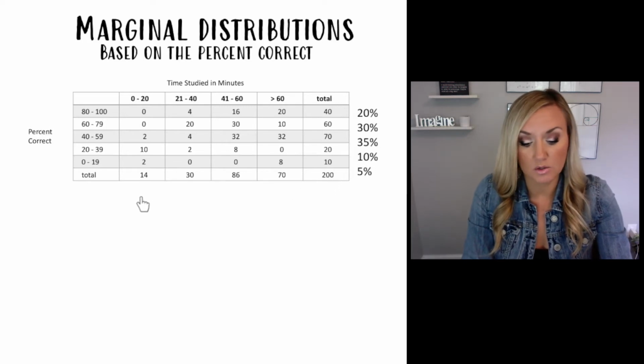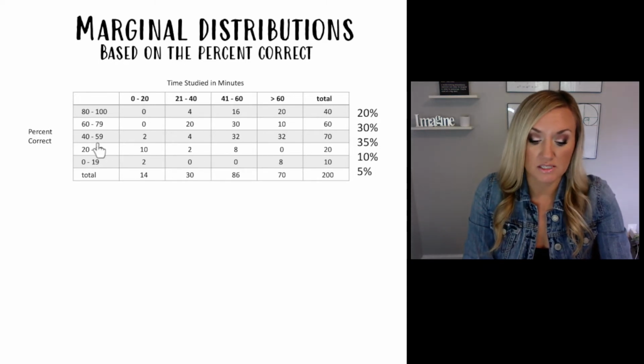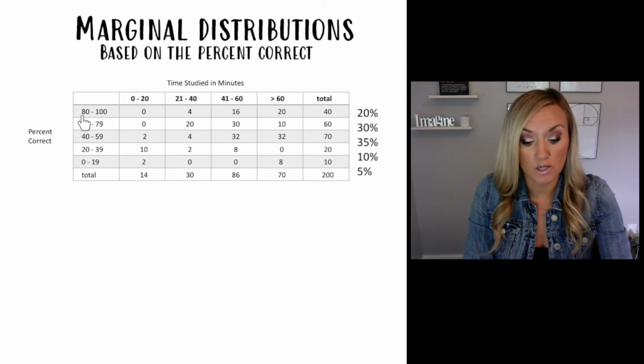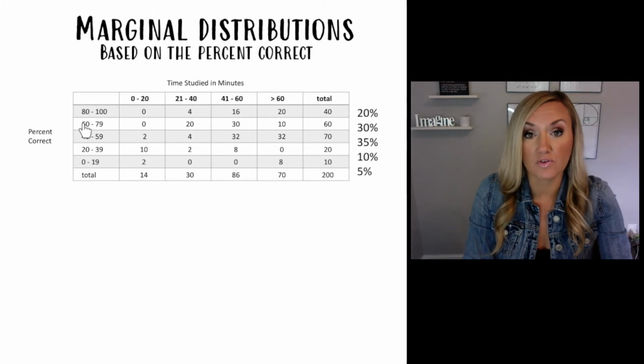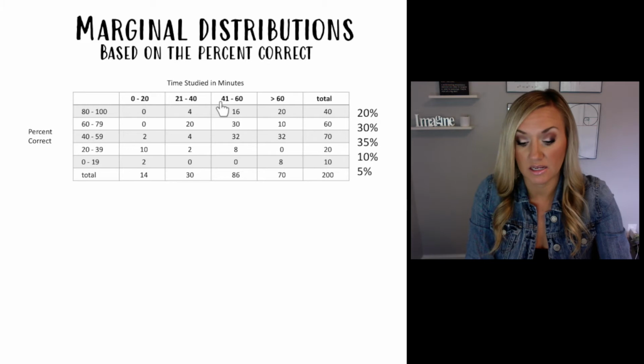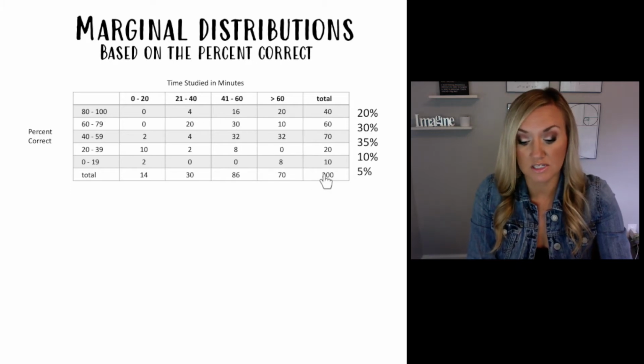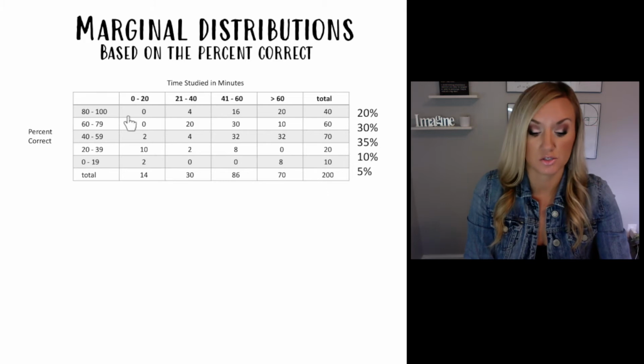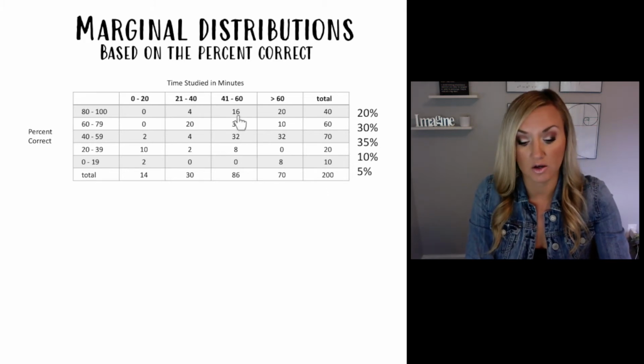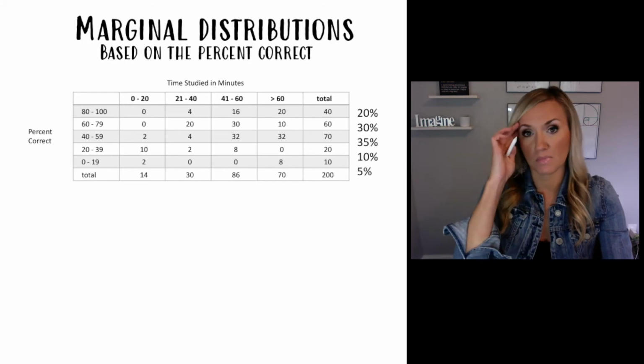If we take a look, all of these students were basically put into buckets. So let's say one student's score fell in the interval of 80 to 100, and they studied 41 to 60 minutes. There were 16 students that fell into both of those conditions, so 16 out of 200 students scored between 80 and 100 and also studied 41 to 60 minutes.